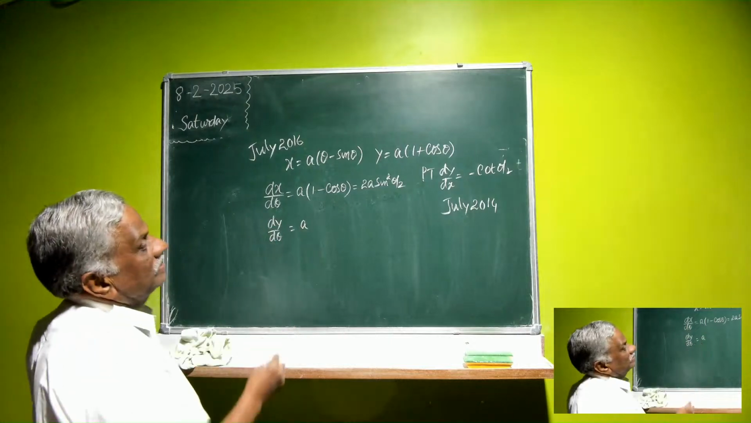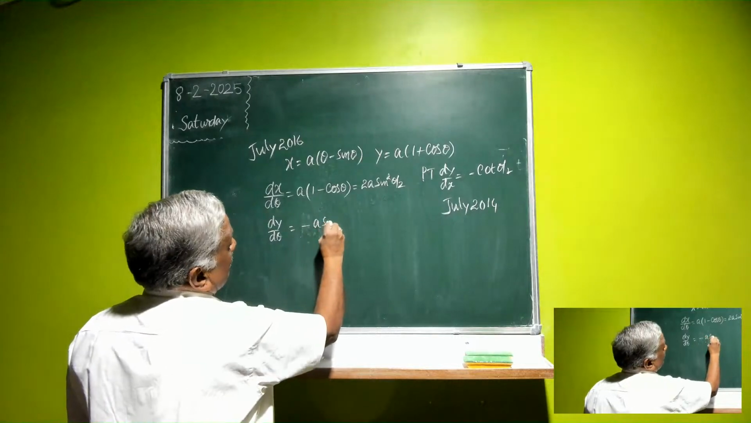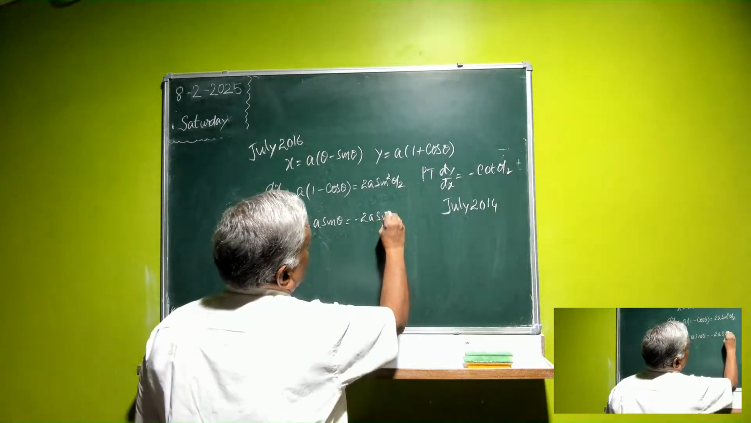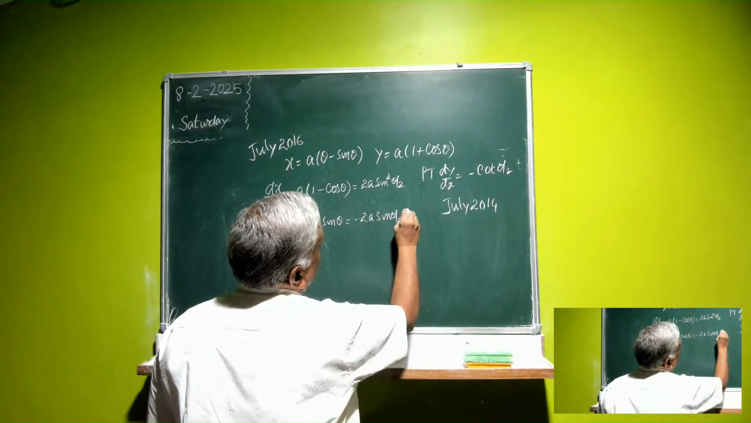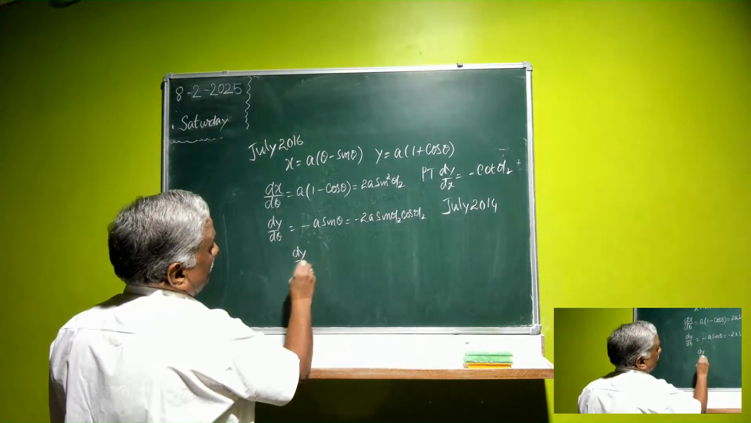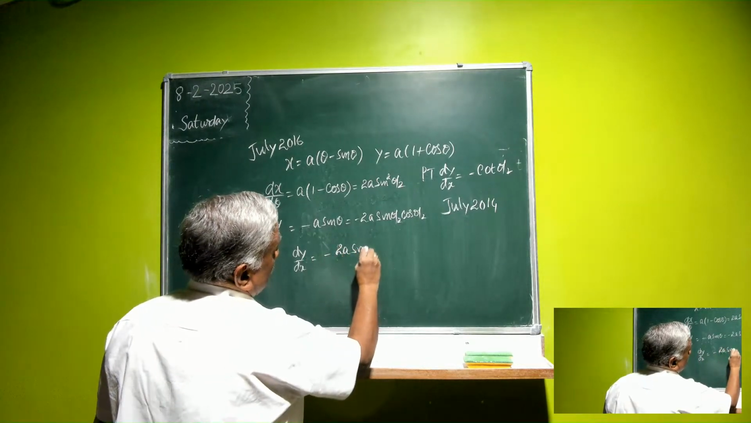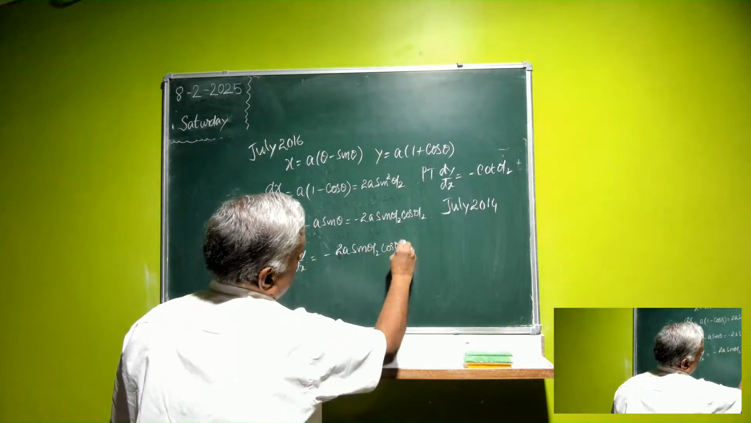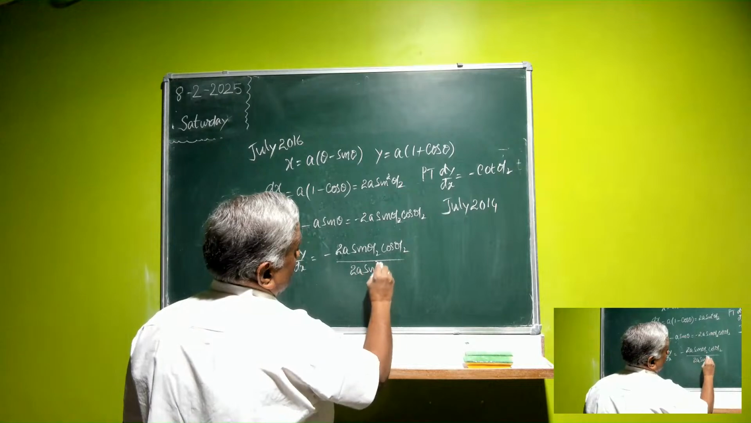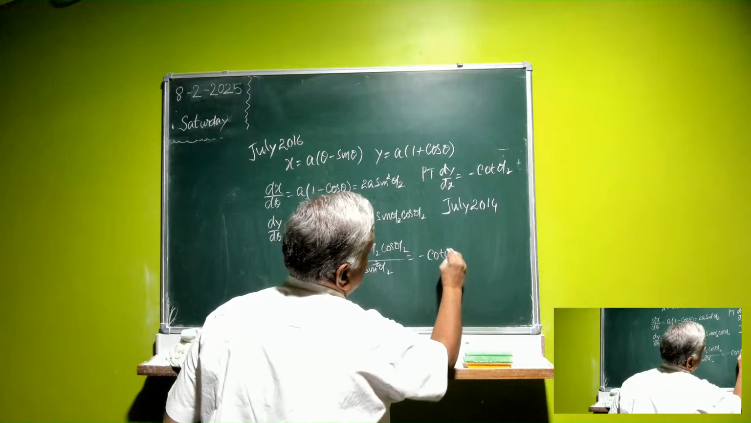A is a constant. Derivative of 1 is 0. Derivative of cos is minus sin. So minus a sin theta. Use the half angle formula: 2a sin theta by 2 into cos theta by 2. So divide now. dy by dx is equal to minus 2a sin theta by 2 into cos theta by 2 divided by 2a sin square theta by 2. 2a cancels, one sin cancels, we get minus cot theta by 2.